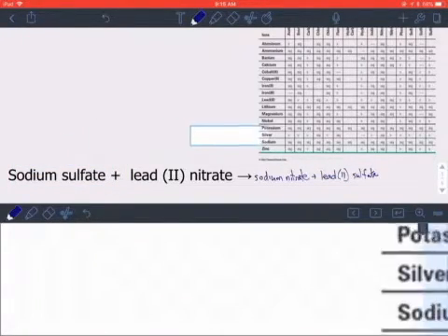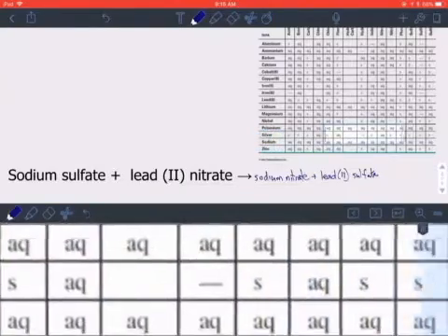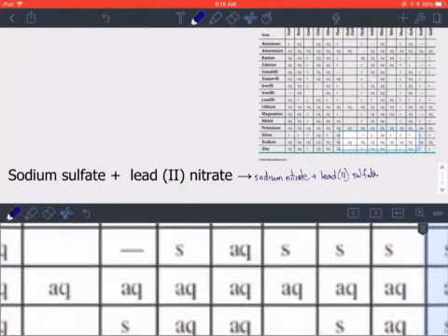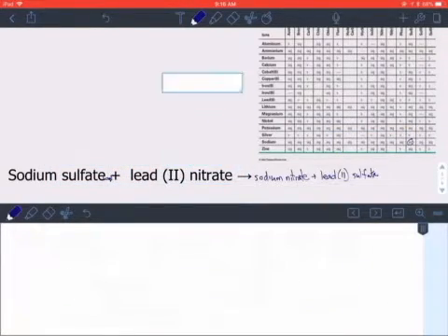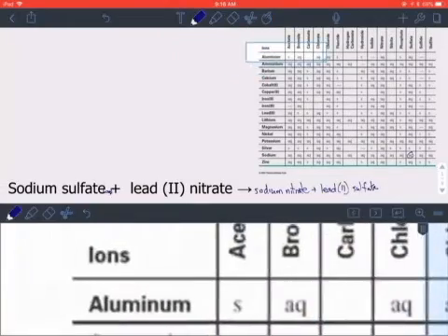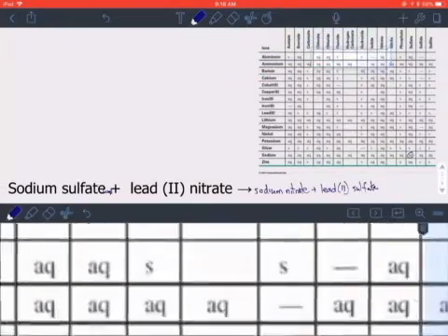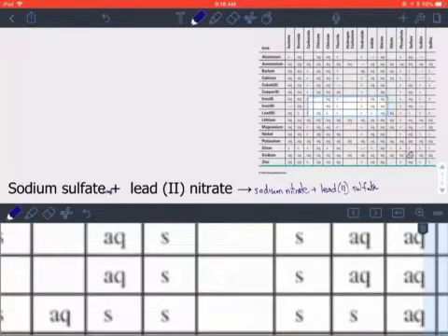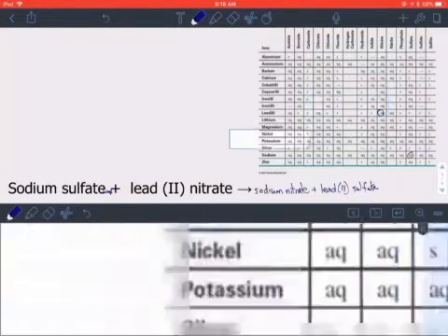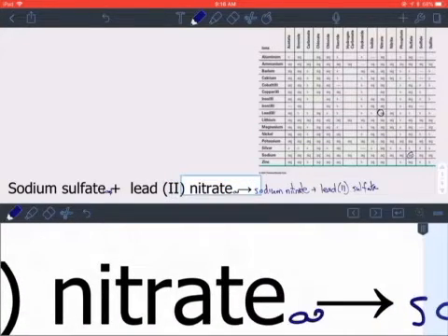All right? Sodium, all aqueous. Sulfate's way down here. You can see there, aqueous. Aqueous. Lead 2 nitrate. Got to move up a little bit so I can see the nitrate. Nitrate's right there. Work my way down to lead 2. I've got it in the corner of the box. There it is. Also aqueous.